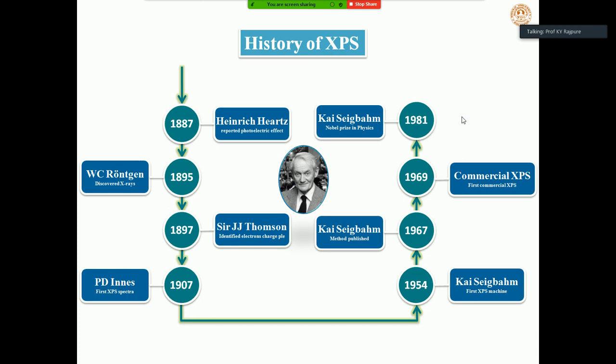In 1897, Thomson identified the electron as a charged particle. It has a negative charge, and therefore, in 1907, the first XPS spectra was observed. They used X-ray photons for photoemission of electrons and further analysis of these electrons.